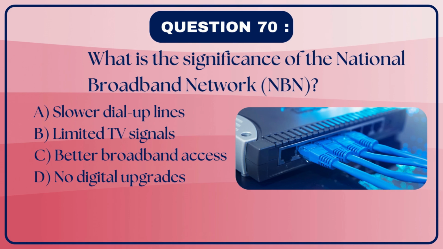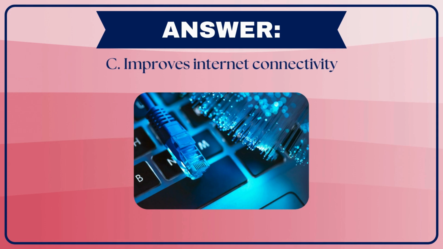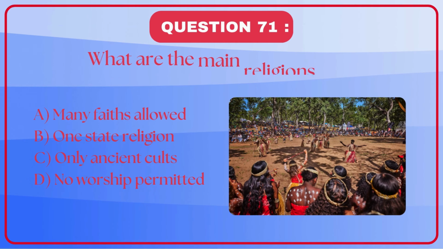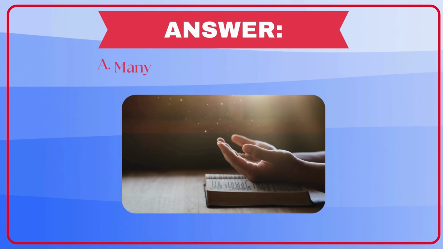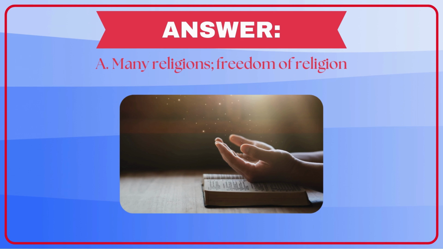What is the significance of the National Broadband Network, NBN? Improves internet connectivity across Australia, supports communication. What are the main religions practiced in Australia? Christianity, Islam, Buddhism, Hinduism, Judaism, and others. Australia is a secular society with freedom of religion.